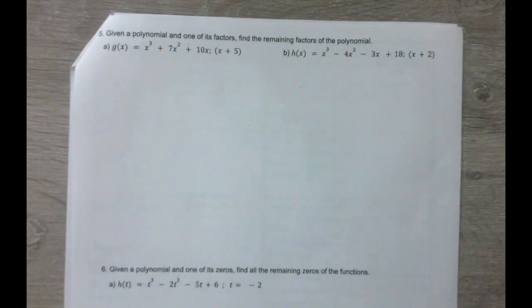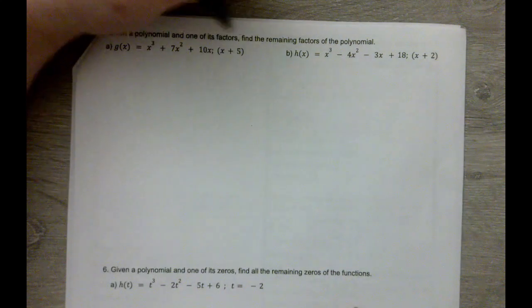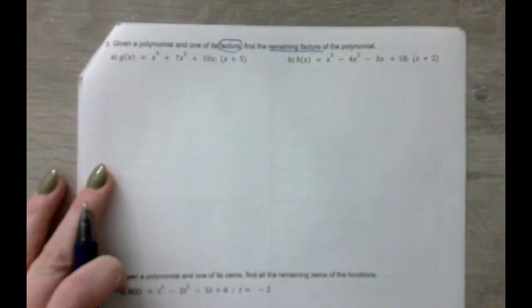Given a polynomial and one of its factors, find the remaining factors of the polynomial. So this time we are doing our general process of breaking down the polynomial and finding the factors. First off, it mentions factors, and it wants the remaining factors. Remember, that affects your format.